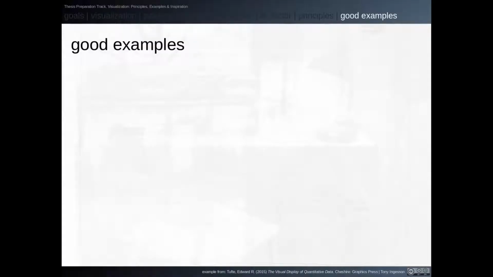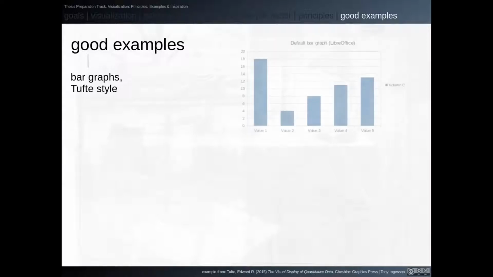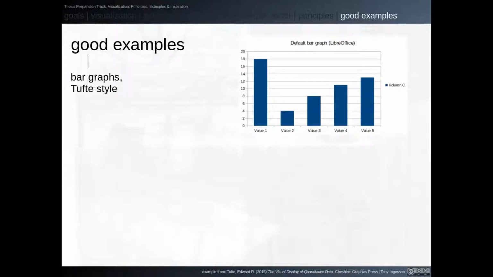What happens when you apply these principles in actual illustrations? Next up, some good examples. So the first of our good examples is bar graphs, but Tufte style. Consider first of all this default bar graph from LibreOffice. It looks roughly similar to other default bar graphs that you might get from Excel, for example.